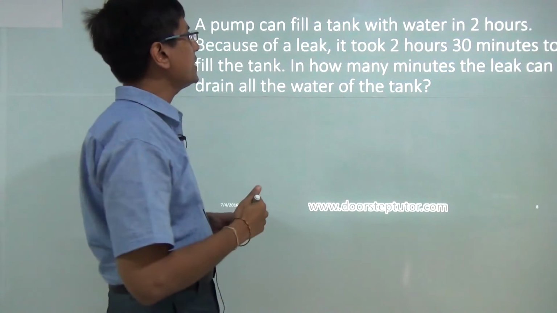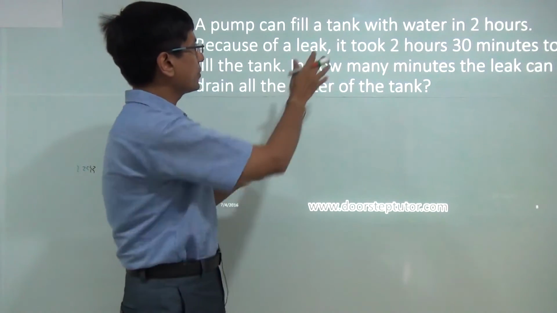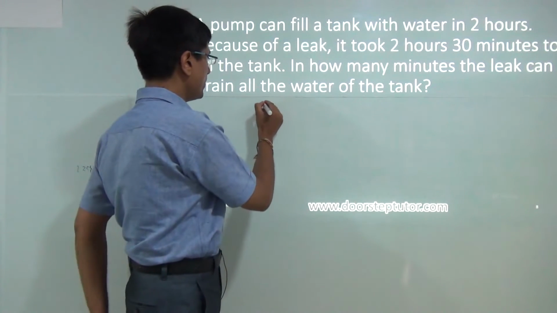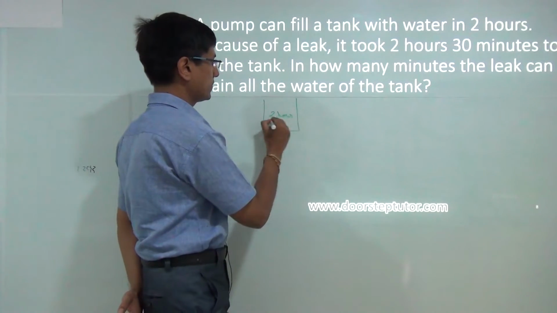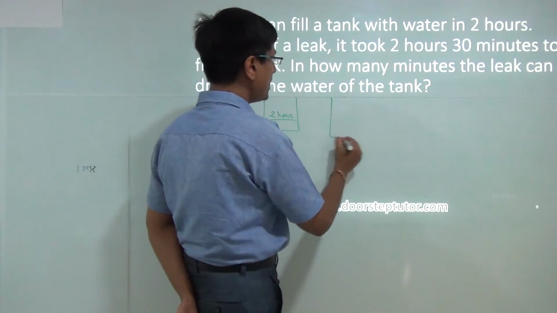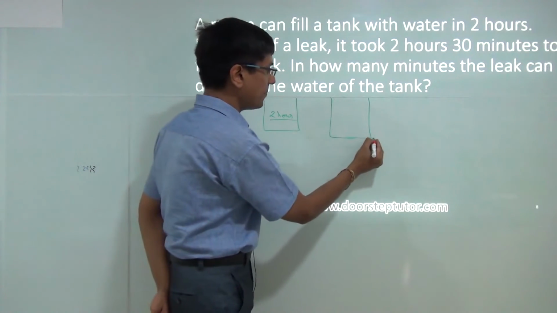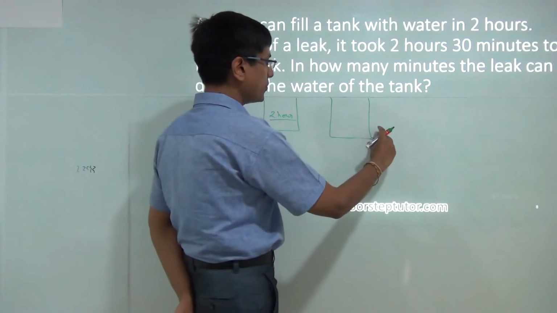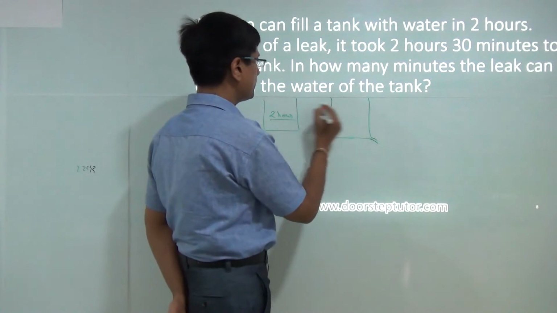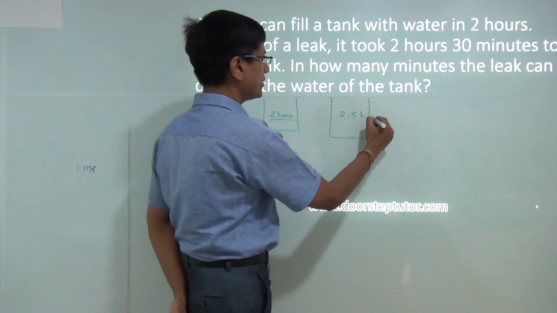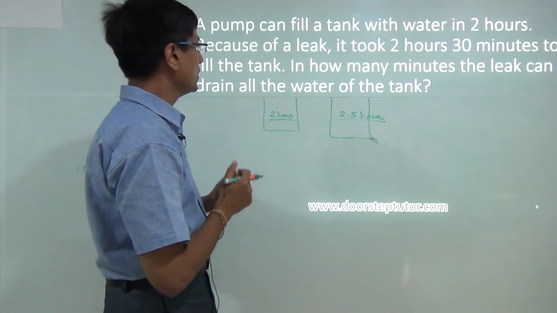So here, I am told that there are again 2 scenarios. In the first scenario, there is a pump which can fill this tank in 2 hours. This is the ideal case, and then there is a non-ideal case. In reality, what happened was there was a leak here. Because of this leak, instead of taking 2 hours, it took this pump 2.5 hours to fill the tank. This is what I have been given.